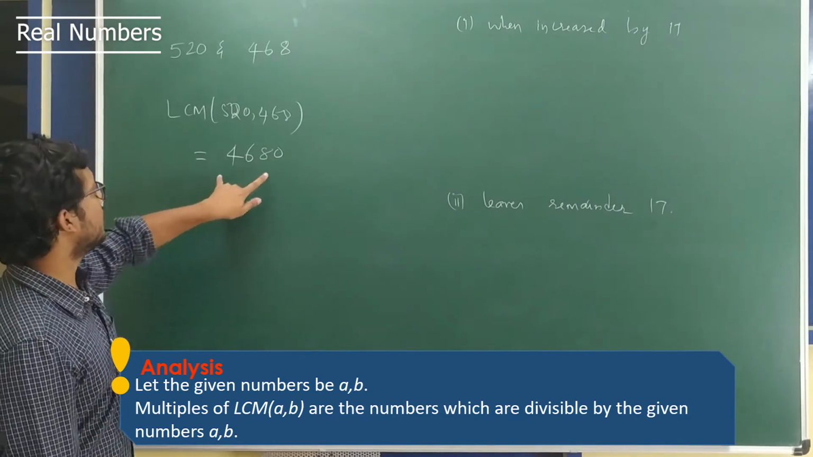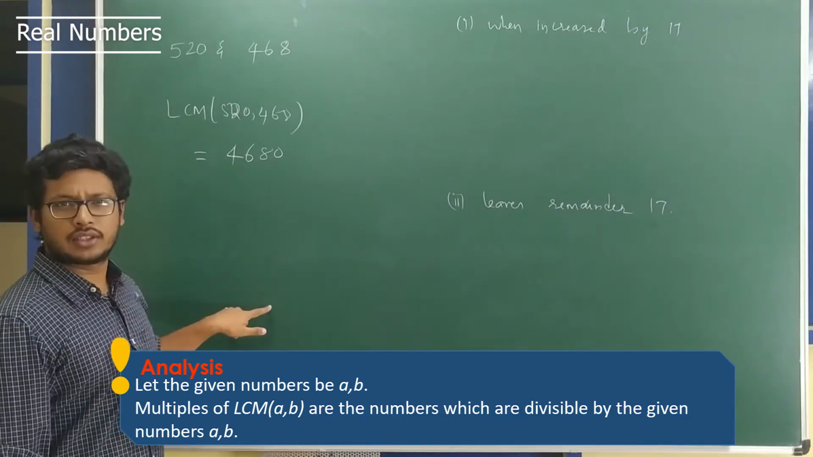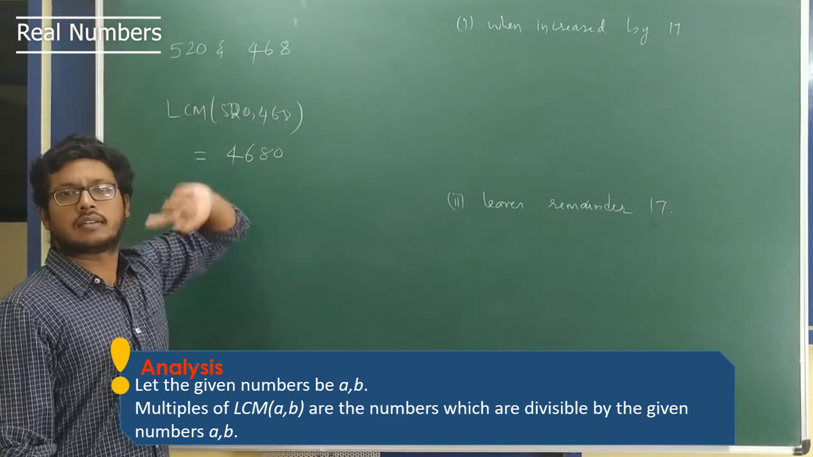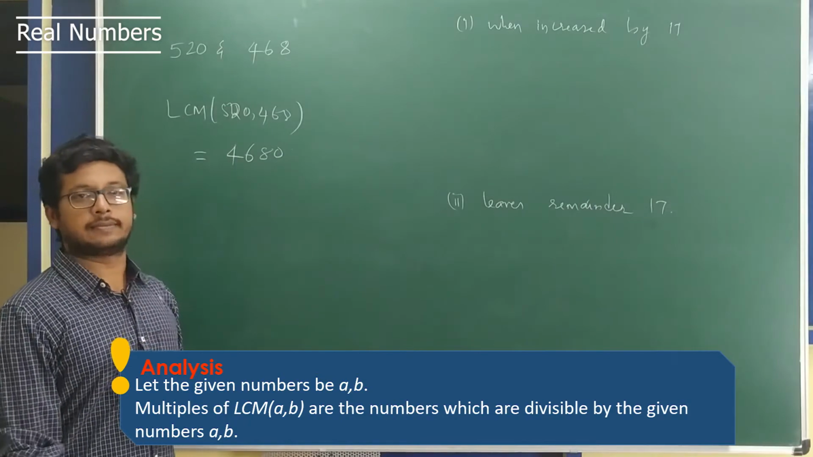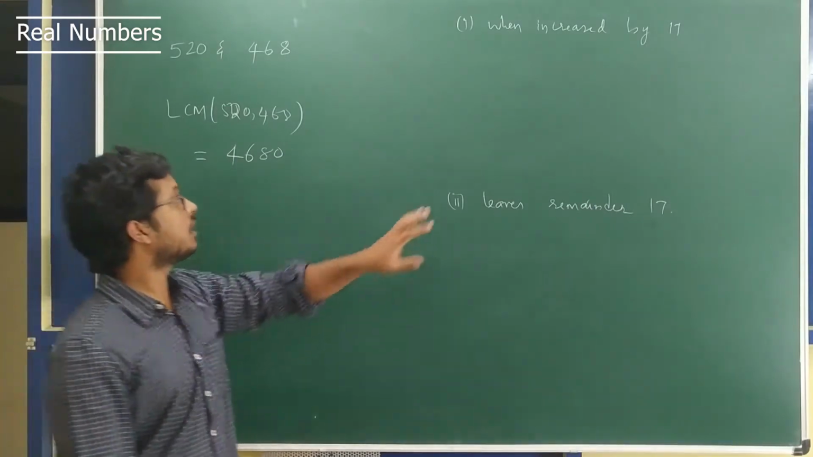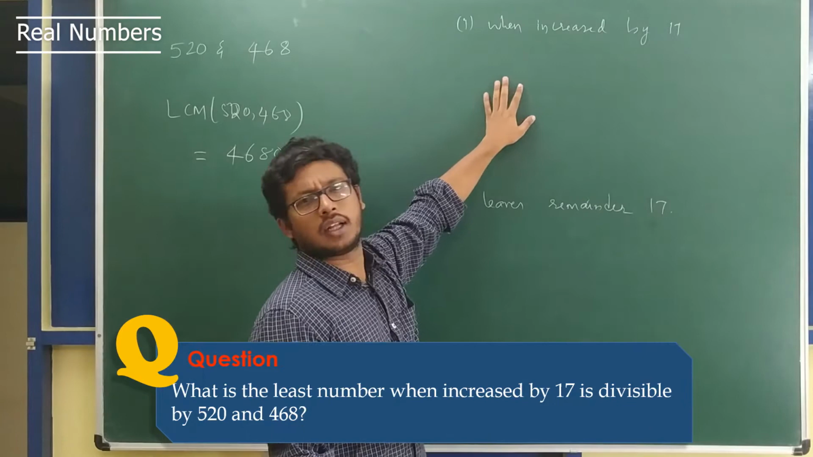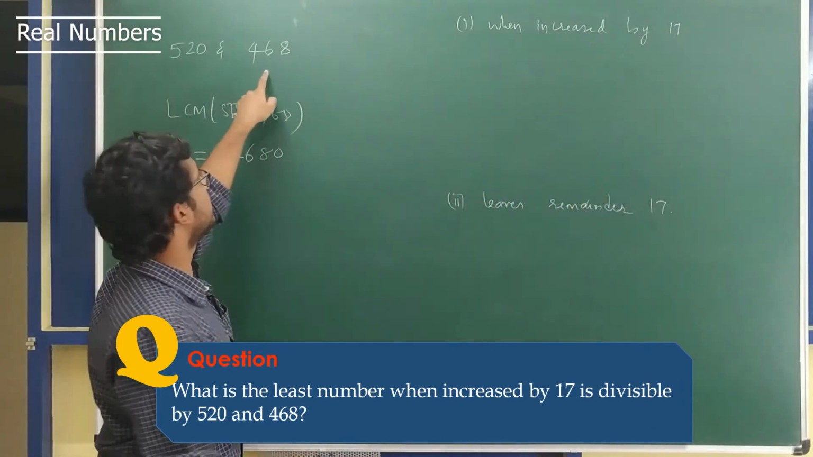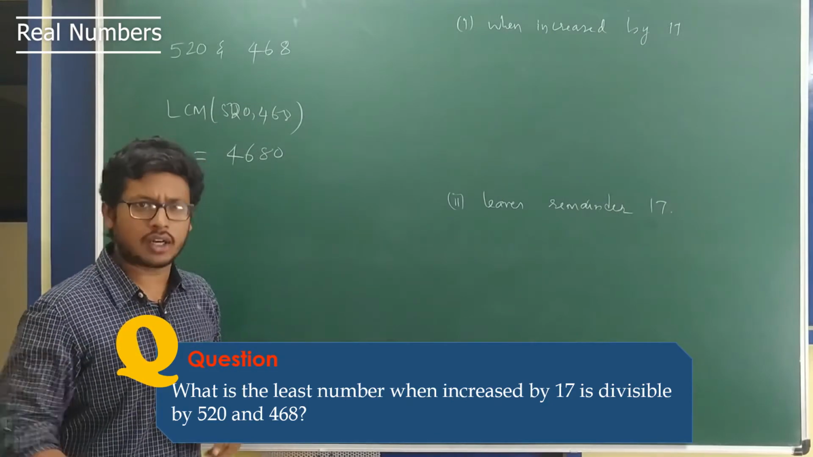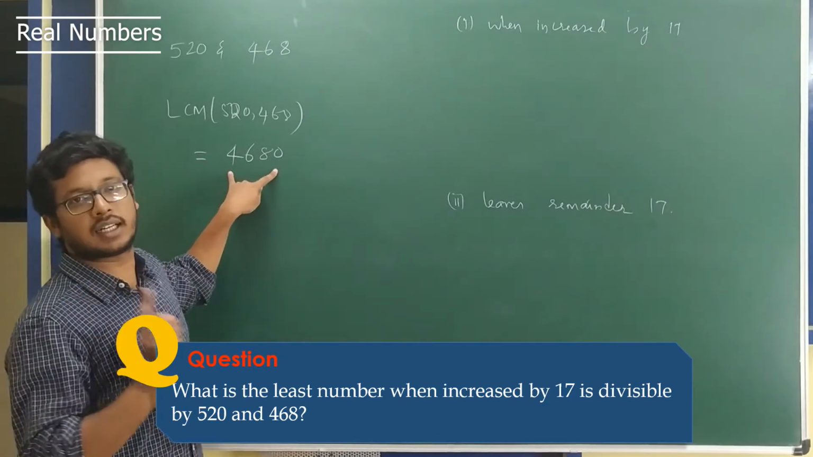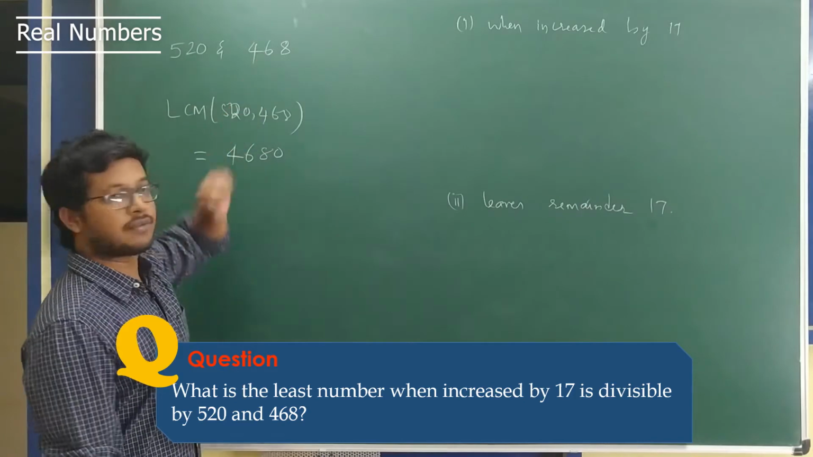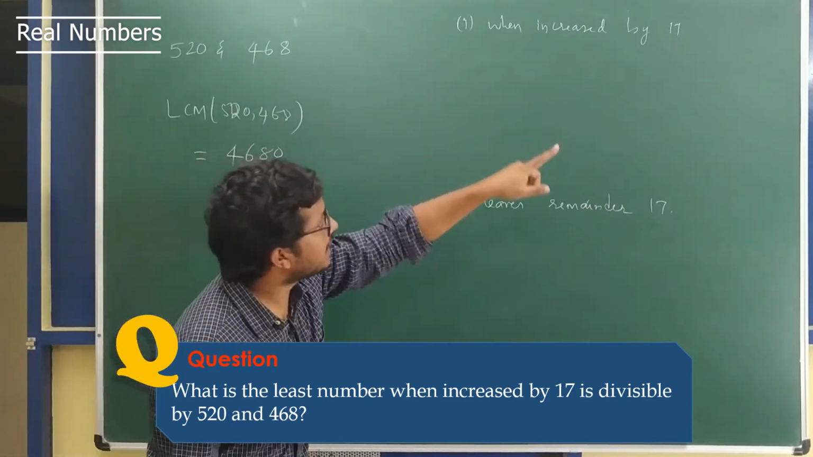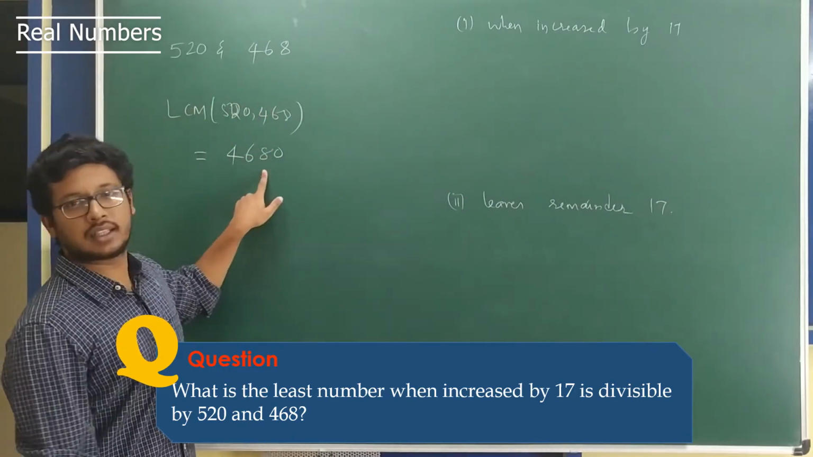So what do we understand here? The multiples of 4680 are the numbers which are divisible by 520 and 468. Okay. Now the question is twisted. I want a number which, when increased by 17, is divisible by 520 and 468. We already know that 4680 is the first number that is divisible by 520 and 468. So what do I want? I want a number that, when increased by 17, must be divisible by these two.